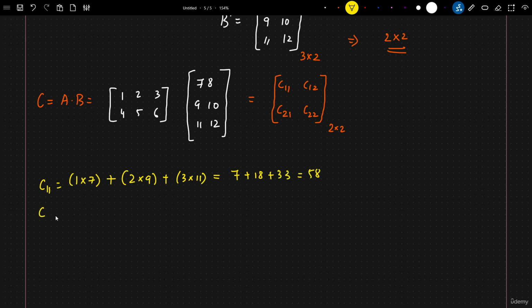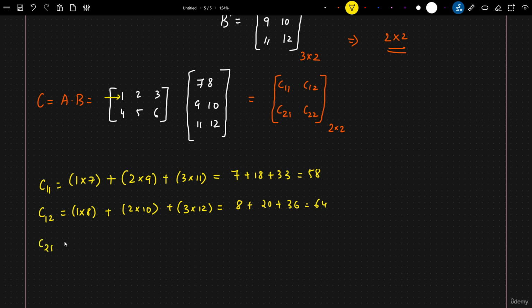Then similarly, I will calculate C12. In the case of C12, I will take the first row, multiply and add it with the second column. So here I will write 1 multiplied by 8, 2 multiplied by 10, and 3 multiplied by 12. Here you can see 8, 20, 36. So my output is 64.